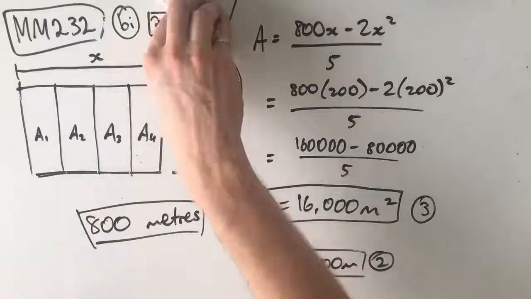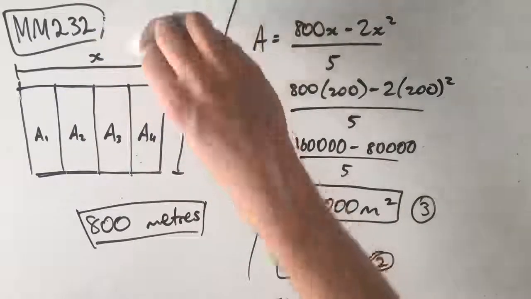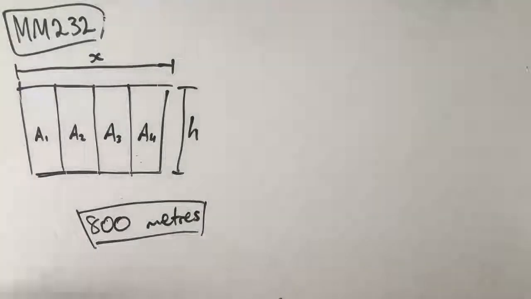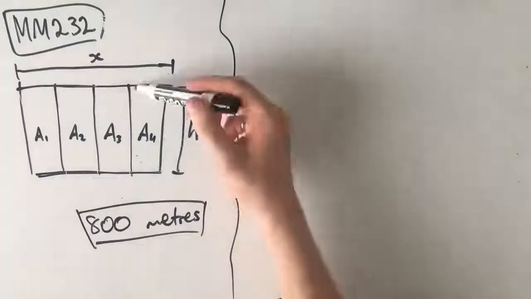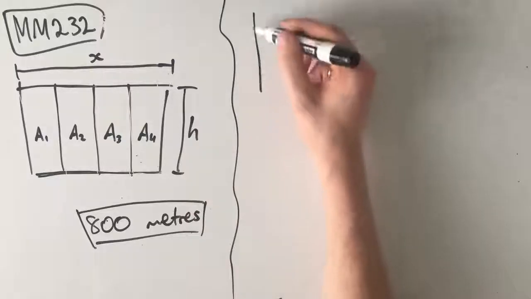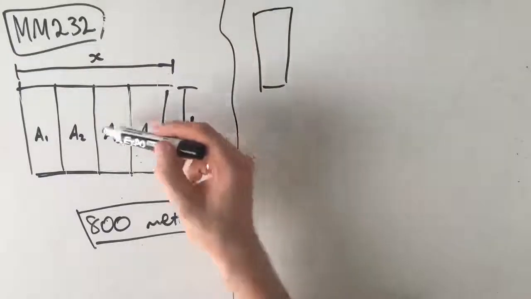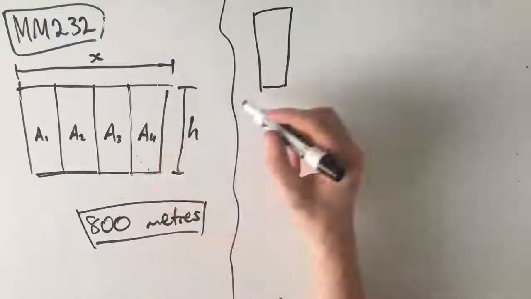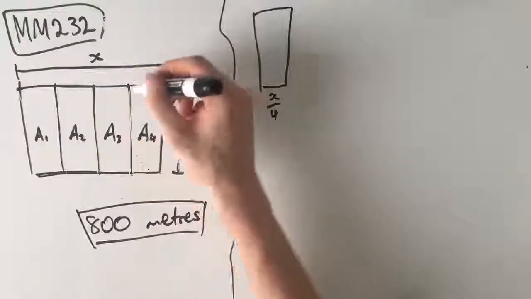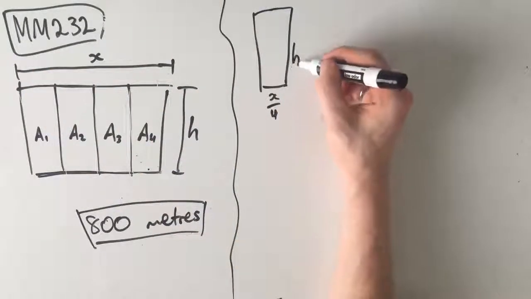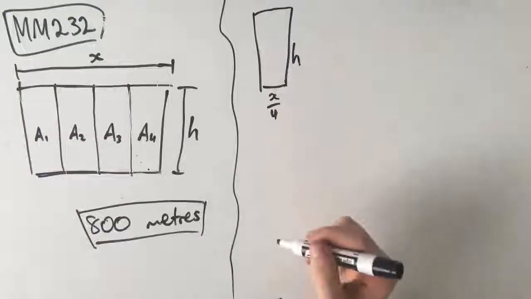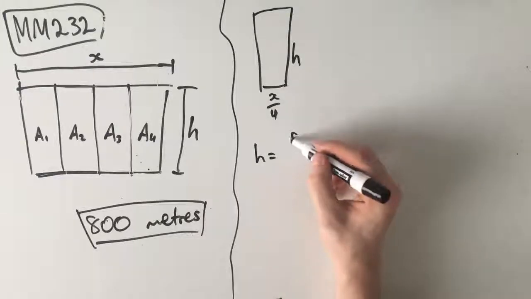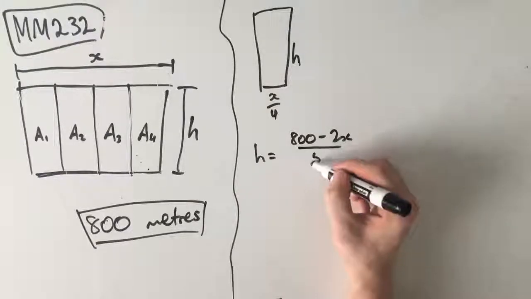Part BII asks us to find the dimensions of a single segment when the total area is at a maximum. Awesome. A single segment is just one of these sections here, right? Keeping in mind that these are all equal, their side lengths are all going to be equal. Because there's 4 of these, a side length of one of them is going to be x/4, right? The whole thing is x, so a quarter of it is x/4, and it's still going to be a length of h. So we know that its length, or h, is equal to (800 - 2x)/5.